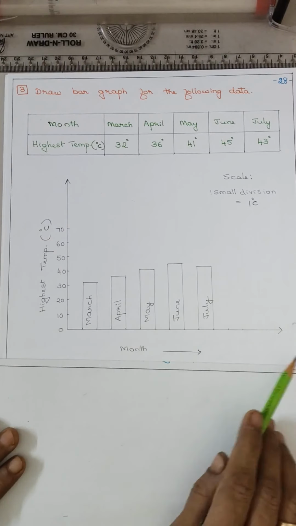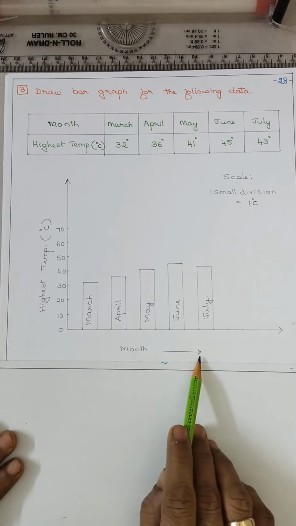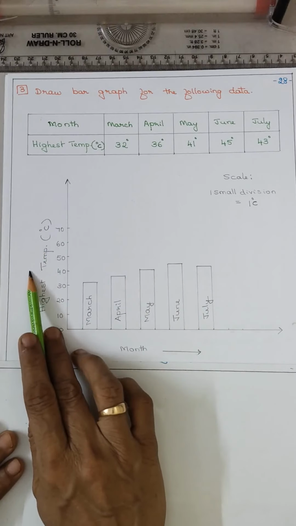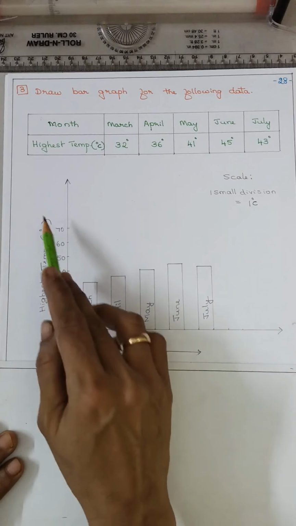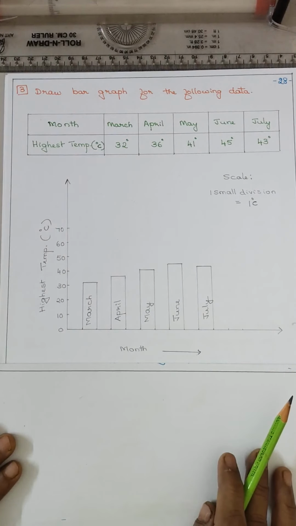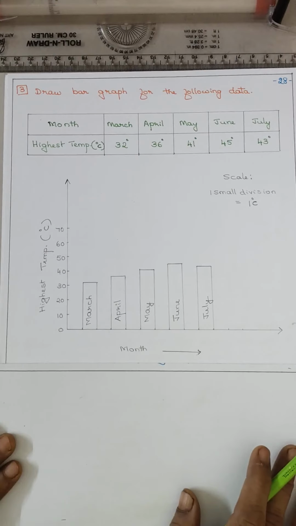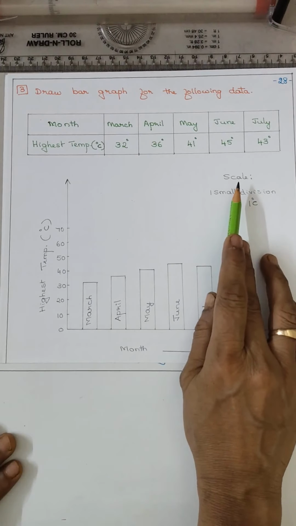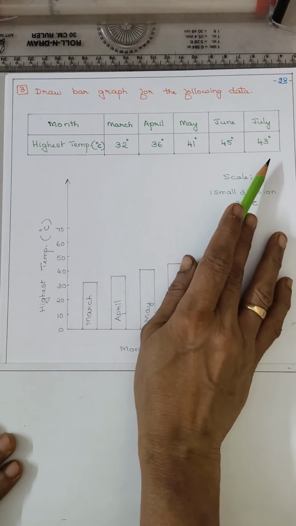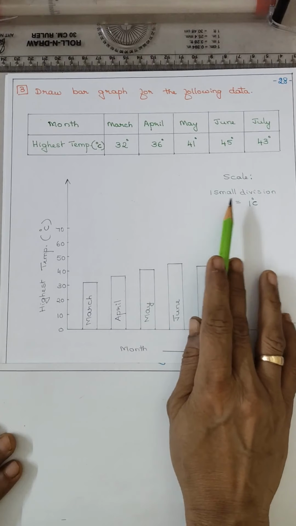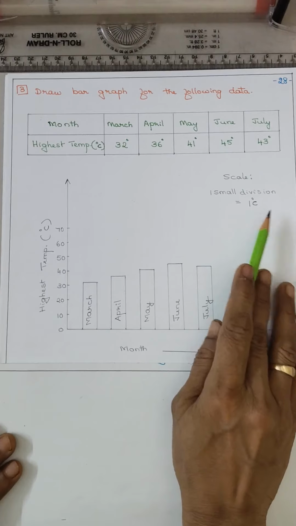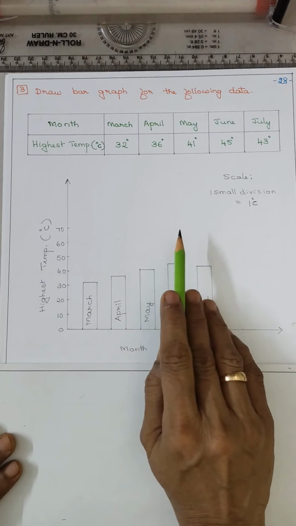So write on the x-axis, that is month, and on the y-axis, that is highest temperature in degree Celsius. So this has to be written. If you don't write these, your marks will be cut. Now write the scale. Scale is equal to, this is 32, 36, 41, 45, 43. So you can take one small division is equal to 1 degree Celsius. In the earlier graph I have explained.